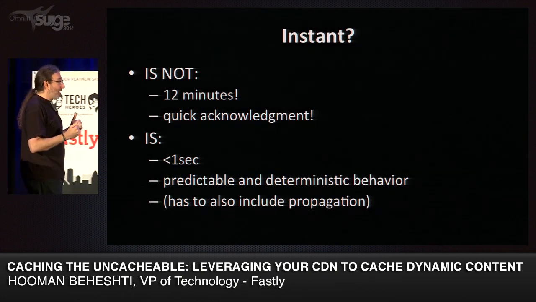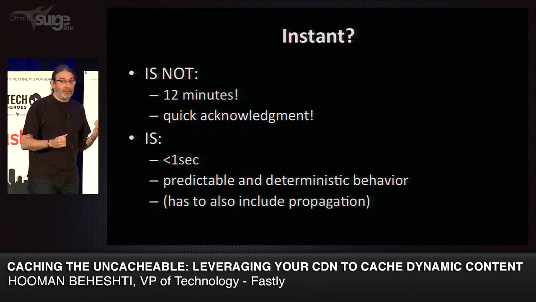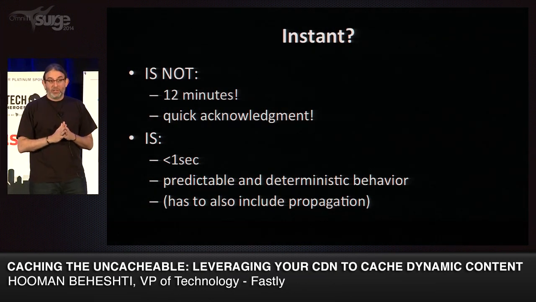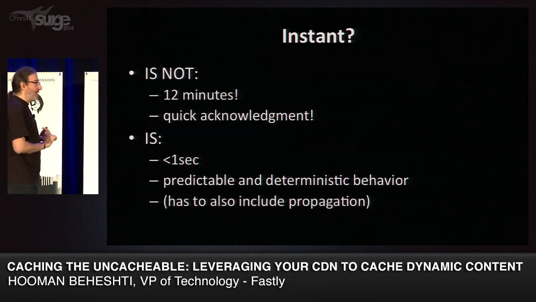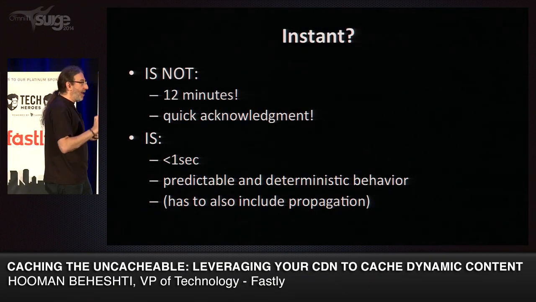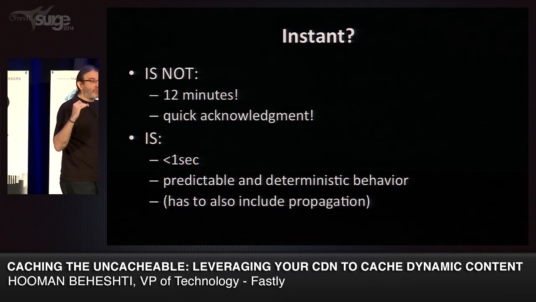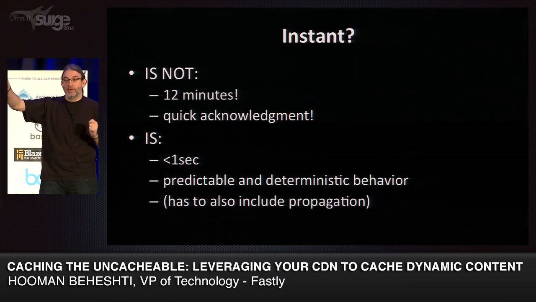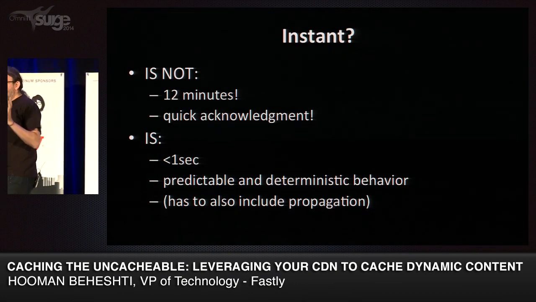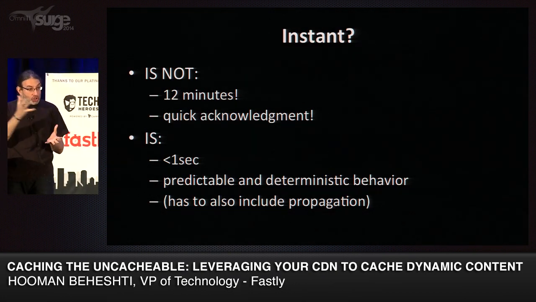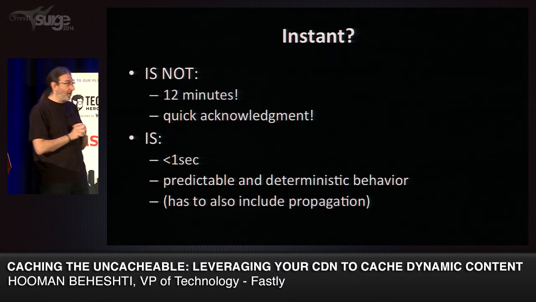What is it? I'm being generous by calling it sub-second. It needs to be even faster than that. It needs to be very quick. The only way this is going to work is if it's instantaneous, and it has to be predictable, and it has to be deterministic. You have to be sure that once you send the purge command to your CDN, the object comes off the CDN right away. That lets this whole machine work where you can cache some of your dynamic content.